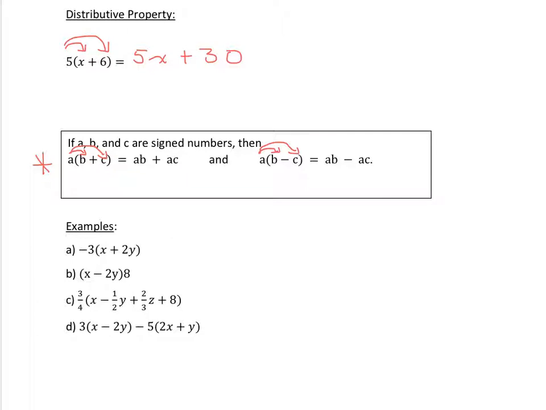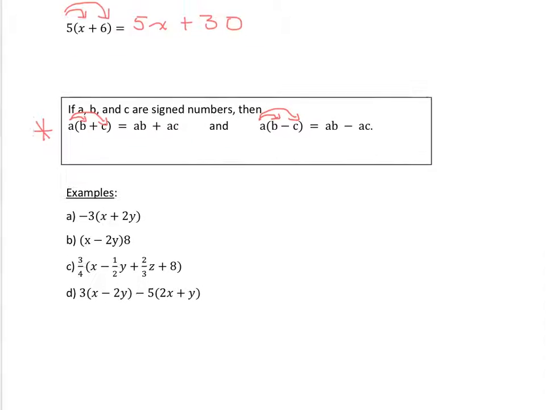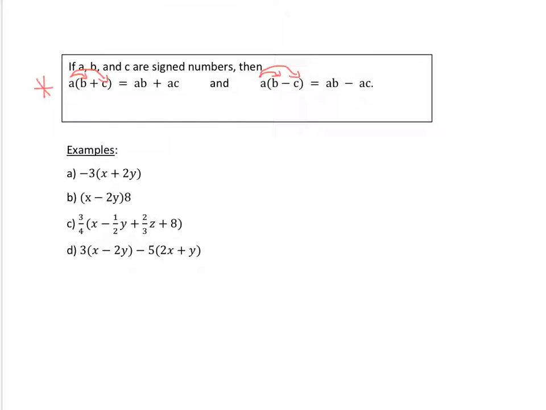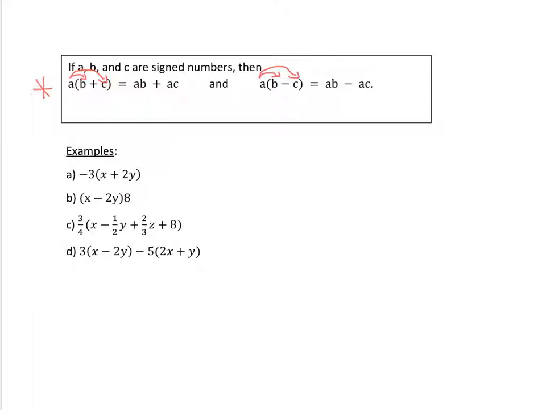So let's look at some examples of using the distributive property to get that skill down pat. So I've got negative 3 times x plus 2y. I'm just going to draw the arrows for the first one here just so that you can see what I'm doing. So I'm doing negative 3 times x, which is negative 3x. And then negative 3 times 2y. Well, that's a negative times a positive, so my result is negative 6y.